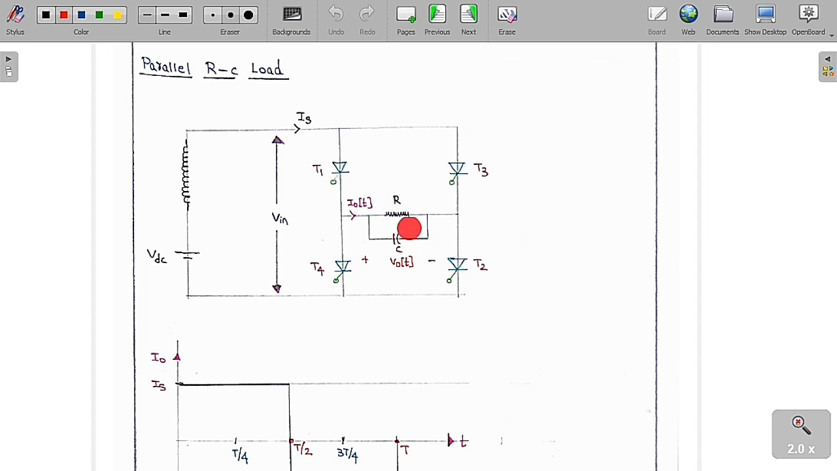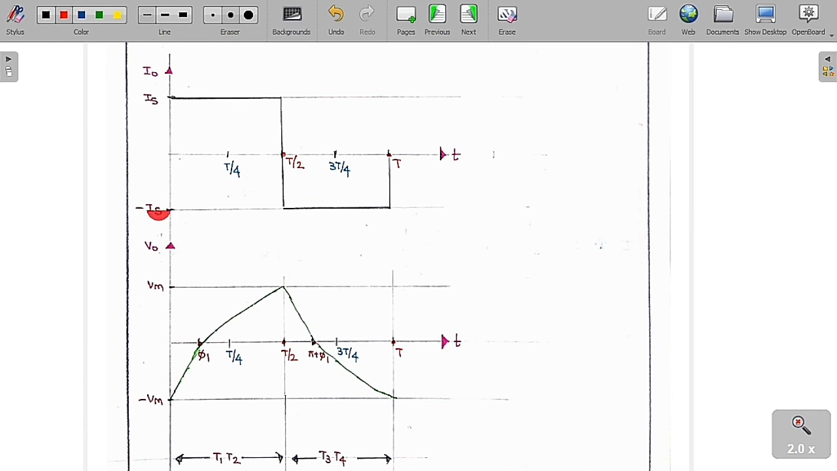So, parallel RC load. This is the output voltage plus or minus V0 of t, and the output current is I0 of t. Now we are going to analyze this circuit. I have already told you, irrespective of the load elements, the output current waveform will always be the same. Only the output voltage is going to change based on the load. This is the polarity of the input voltage.